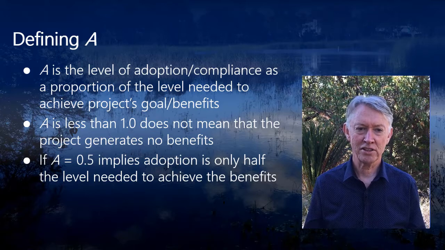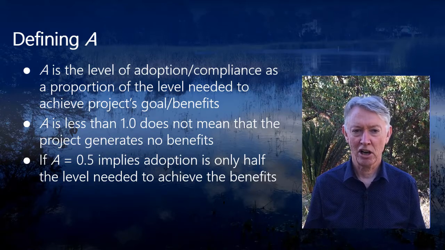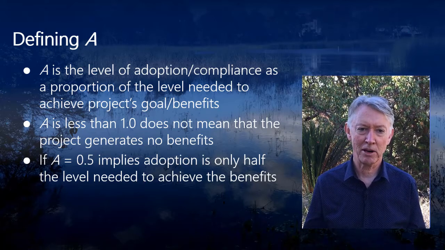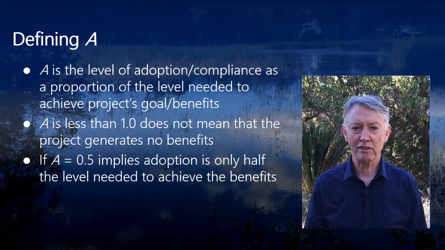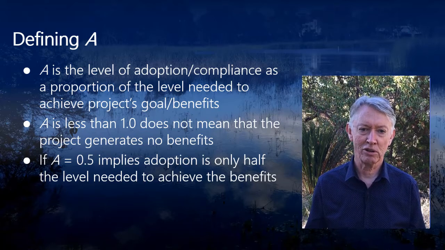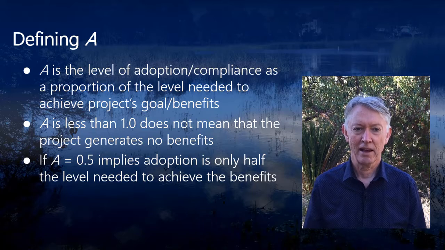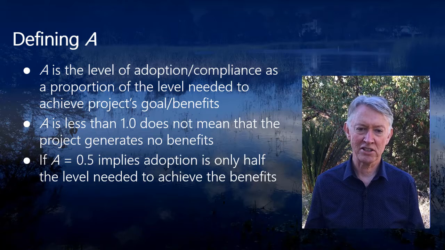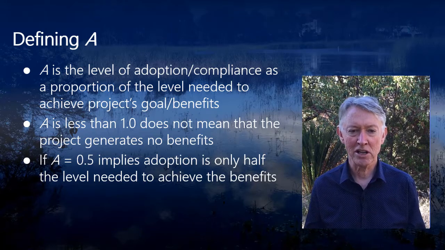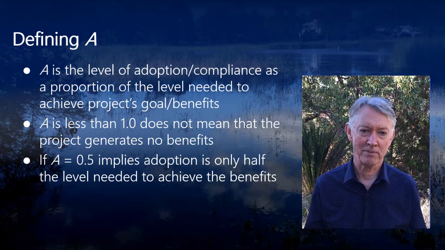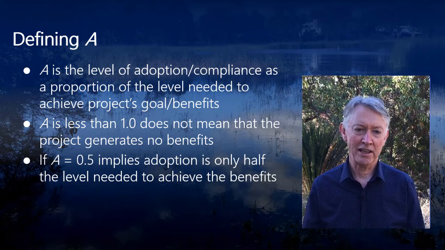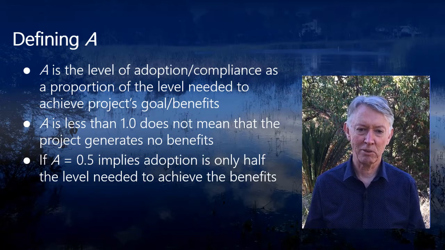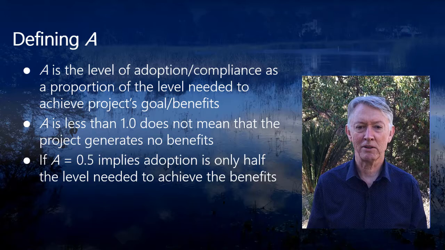I want to define this variable A to help us with our thinking. So define A as the level of adoption or compliance with the project as a proportion of the level needed to achieve the project's goal or expected benefits. If A is less than 1, it doesn't mean that the project necessarily generates no benefits. It probably generates some benefits, but just not as many benefits as it might. So for example, if A is 0.5, that means that adoption in this project is only half of the level that would be needed to achieve all the intended benefits of the project.